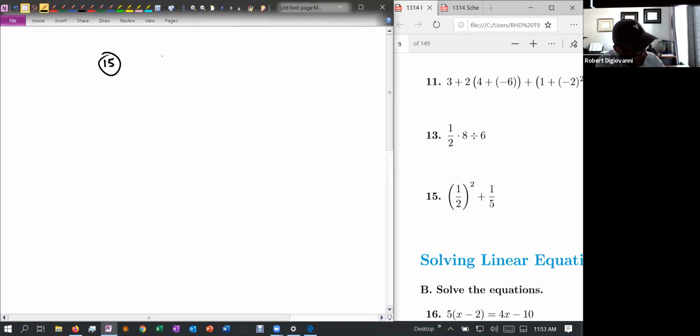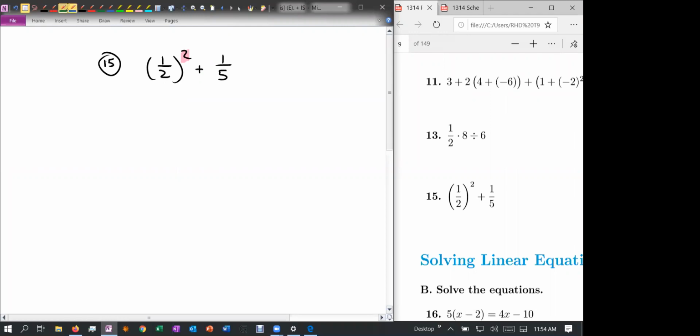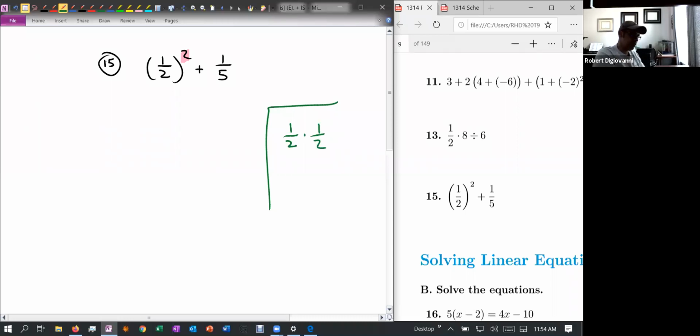We have 1/2 squared plus 1/5. Okay, we've got to do what's in parentheses first. And in parentheses, I have a 1/2. And there's nothing you can do with 1/2. 1/2 is 1/2. So we move on to the next thing, which is exponents. So what am I going to be multiplying times itself? A half times a half, right? And how do we multiply these two fractions? Just go straight across, right? So multiply across, this should give us 1/4.